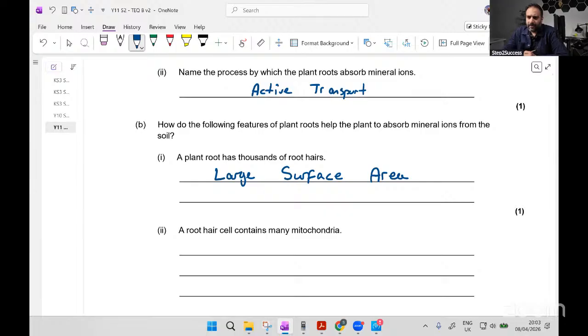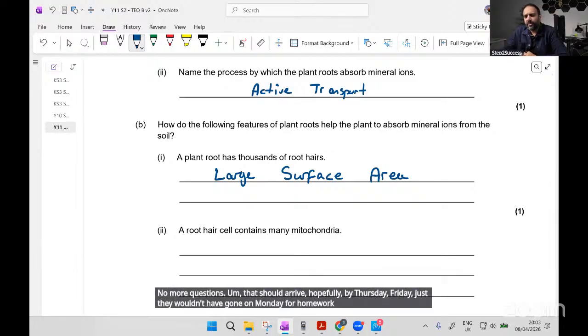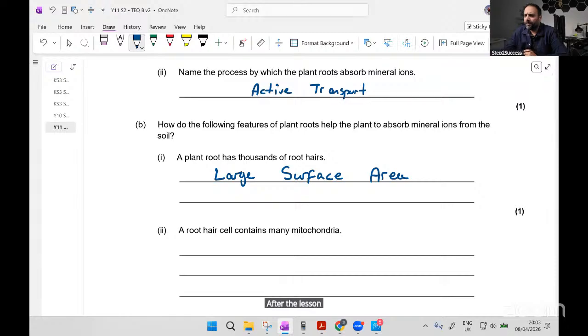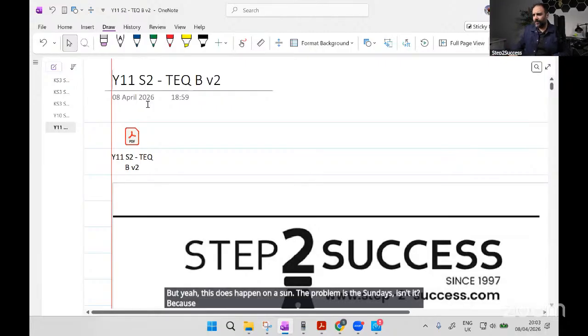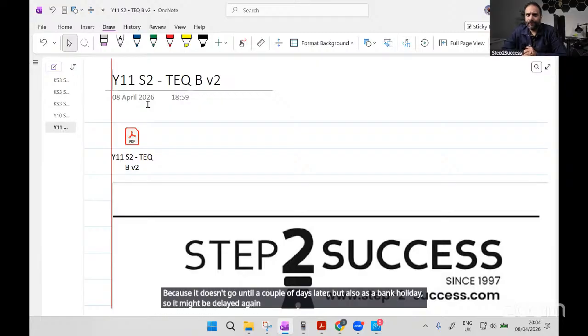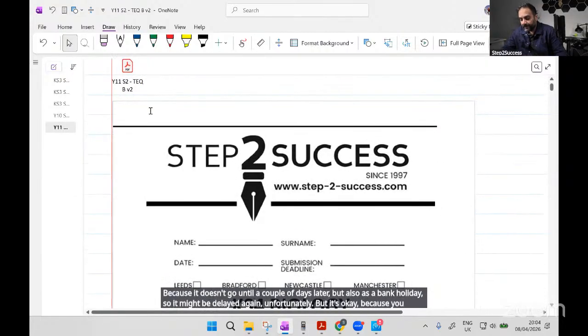No more questions. That should arrive hopefully by Thursday, Friday. It's just they wouldn't have gone on Monday for homework. It does happen. I think you should have received an email with it electronically though. But if not, then tell me. But you should have done because I think I submitted it there and then after the lesson. But it is this one. But yeah, this does happen on a Sunday. The problem is the Sundays, isn't it? Because it doesn't go until a couple of days later. But also it's a bank holiday, so it might be delayed again, unfortunately. But it's okay because you'll get it.